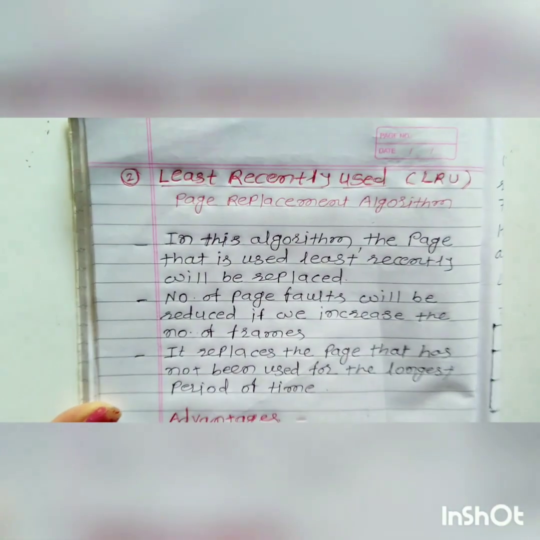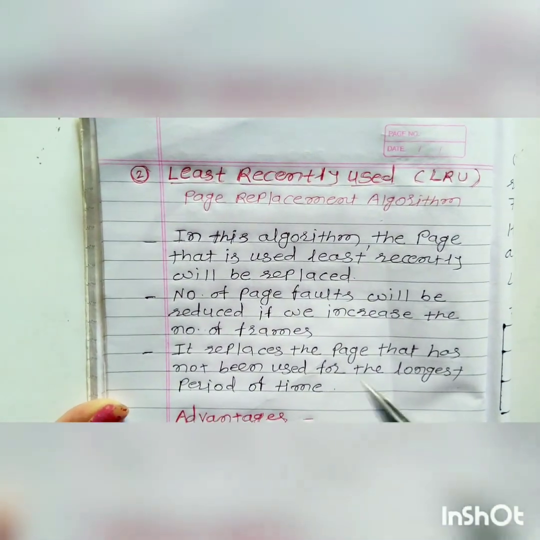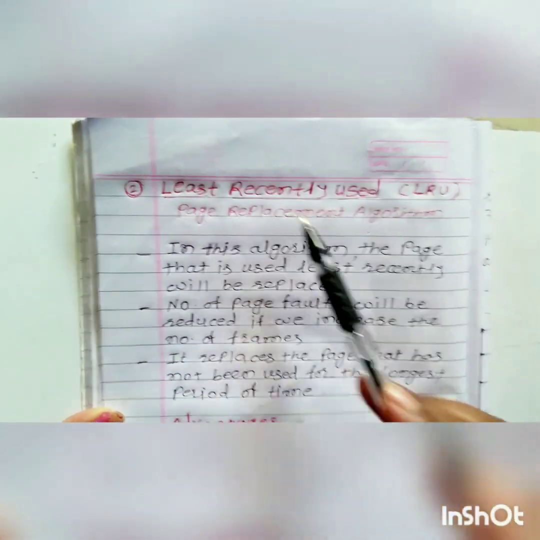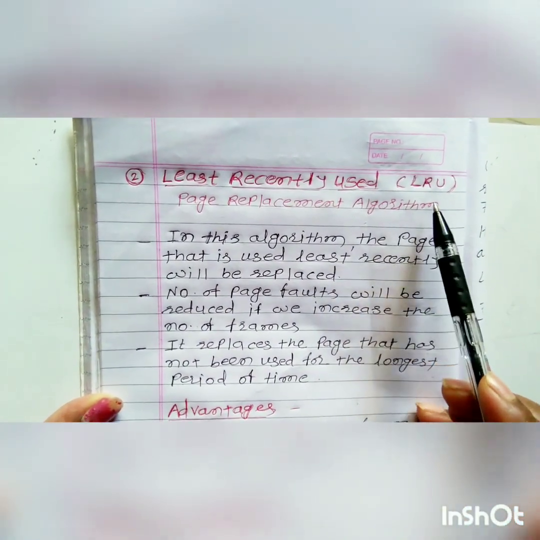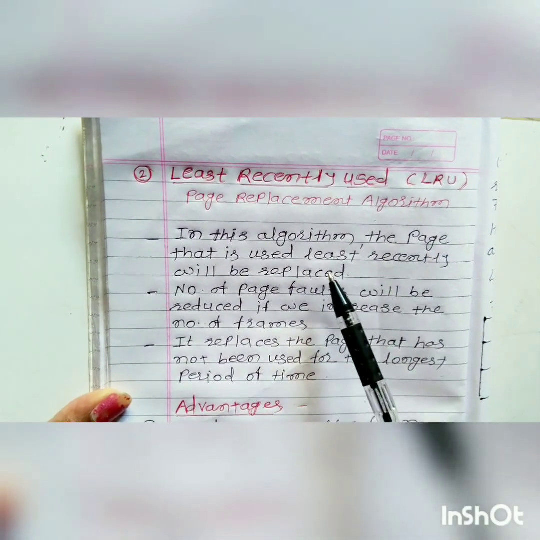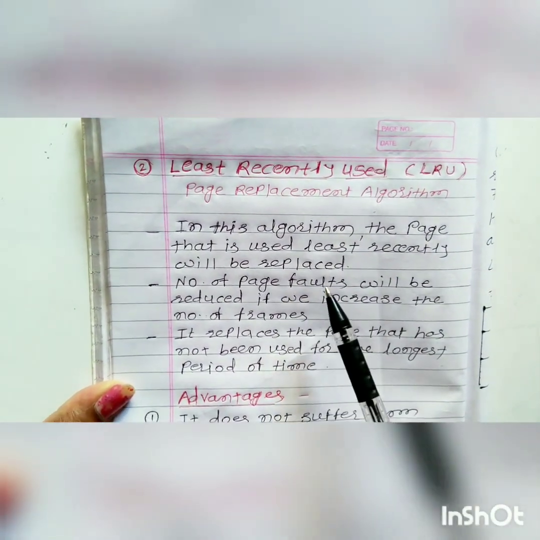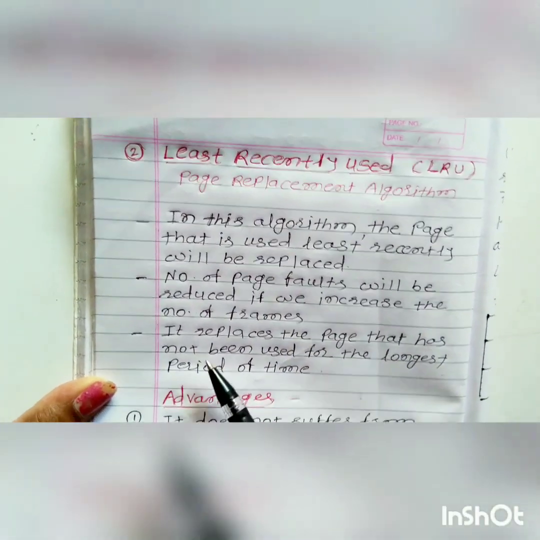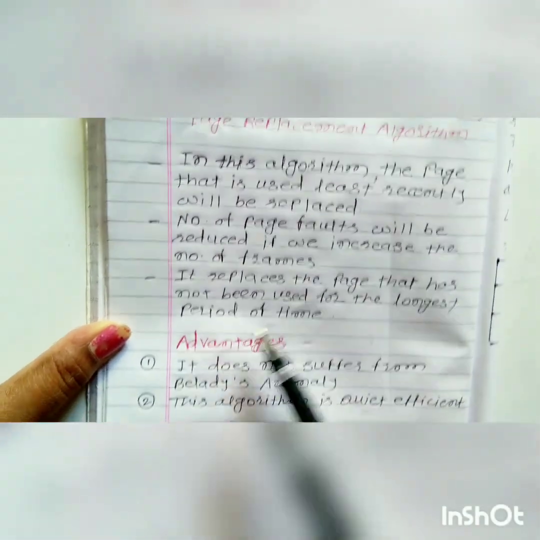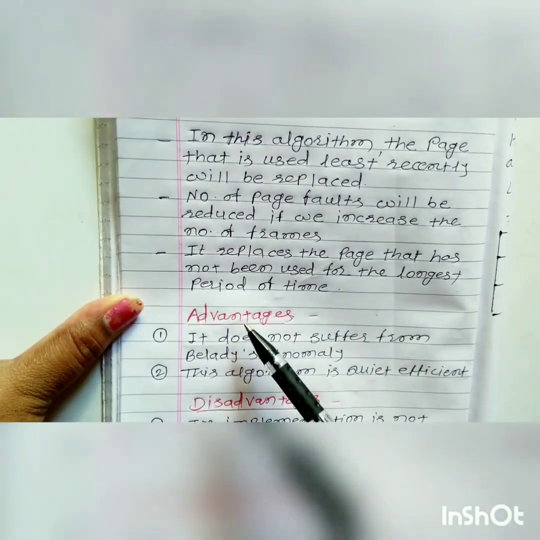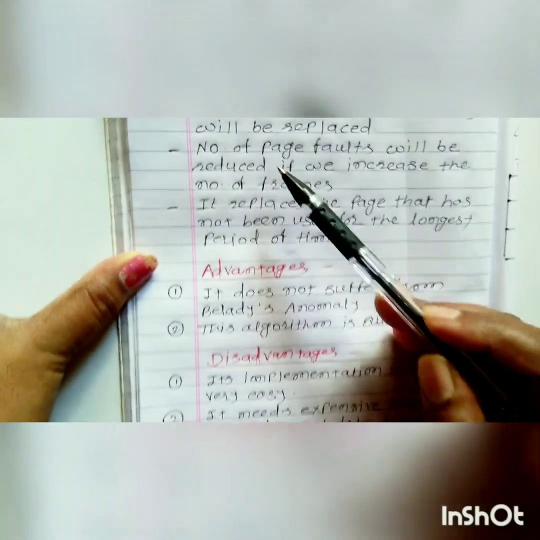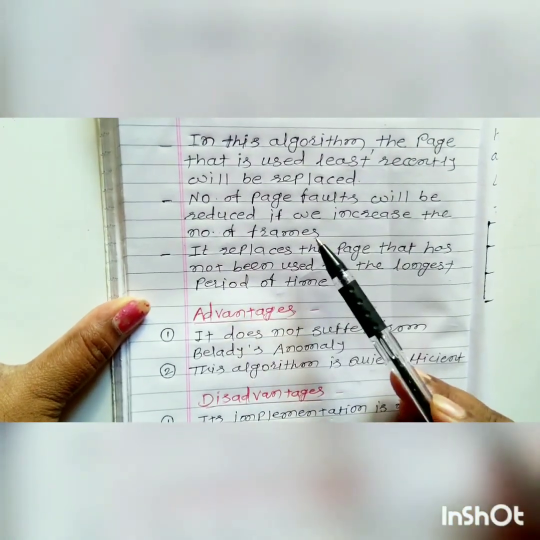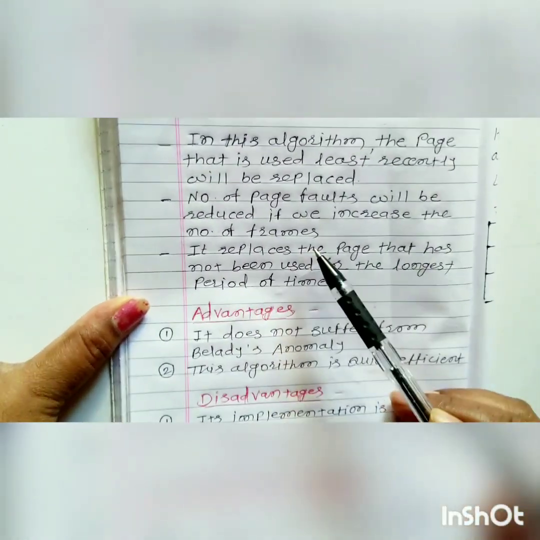Hello friends, today we are going to see the next page replacement algorithm, that is least recently used, also known as LRU. In this algorithm, the page that is used least recently will be replaced. It replaces the page that has not been used for the longest period of time. And in this algorithm, the number of page faults will be reduced if we increase the number of frames.